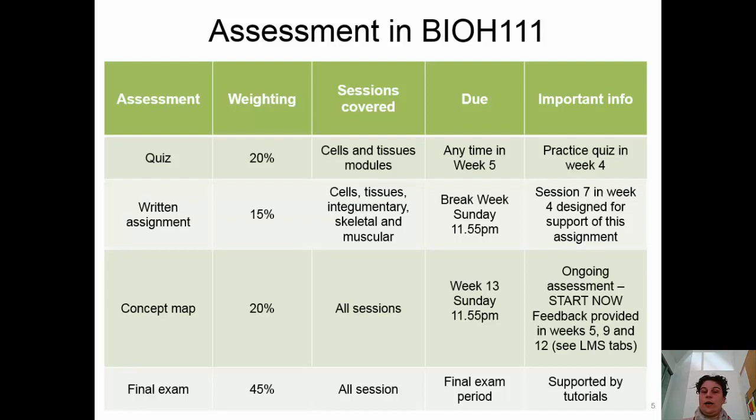The sessions that are going to be covered are only cells and tissues. And the weighting of the quiz is 20% of the overall BIOH111 mark. Now, one important piece of info that I wanted to get past you is that there is a practice quiz that is going to open in week 4.